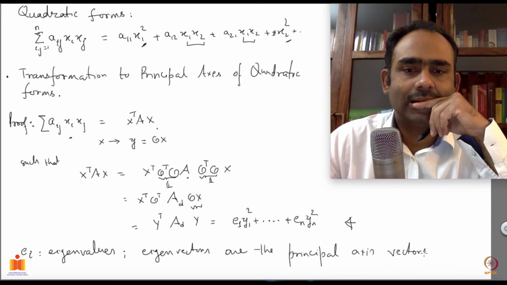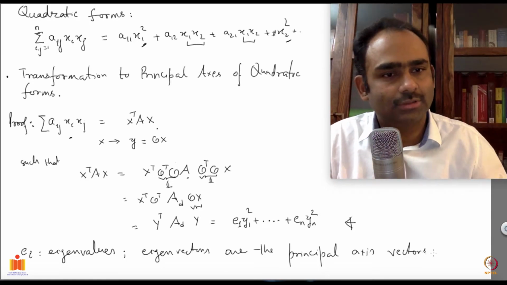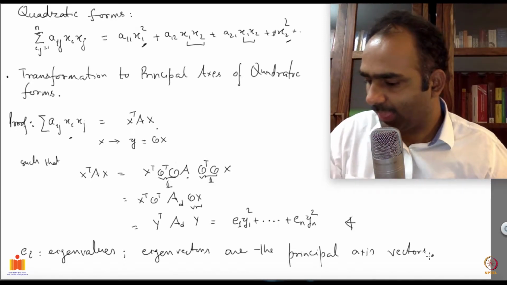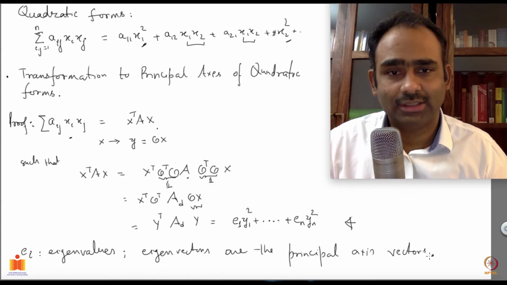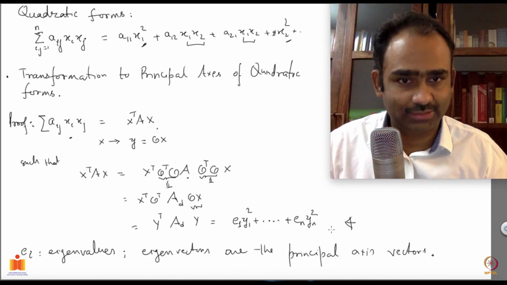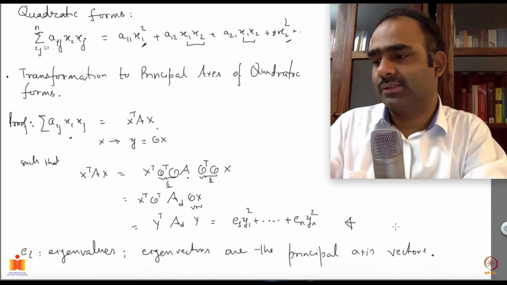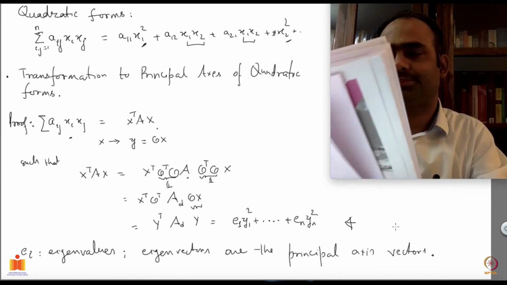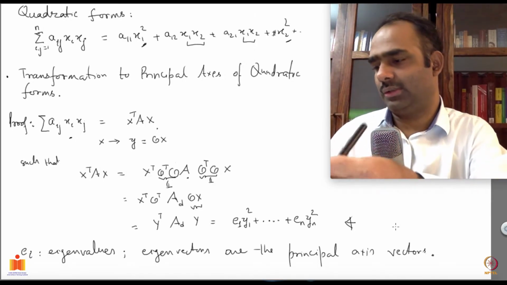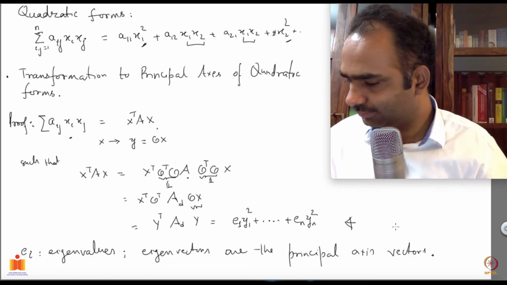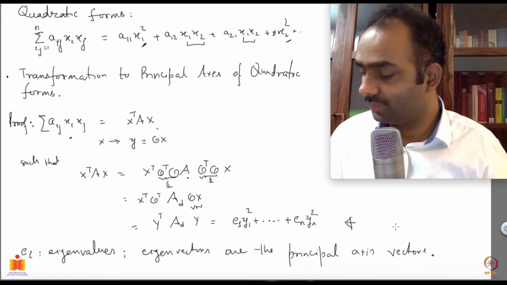Okay, all good. And because A is a real symmetric matrix, all the eigenvalues are real, and that's why all your E's will be real, so you'll still be in the real space. That is one thing.